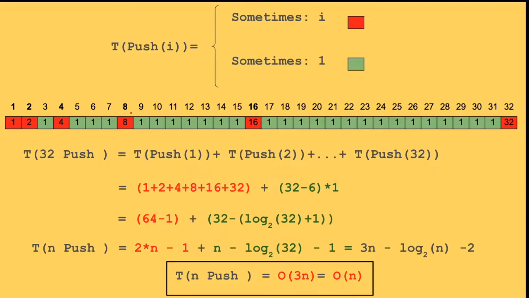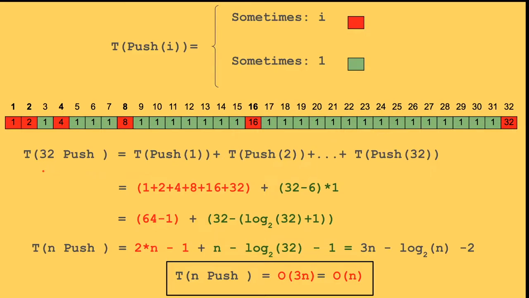So if you look at the sequence of pushes, the first time I had to double. For pushing 2, I had to double. For 3, I didn't have to double because I had room. For 4, I had to double. For 5, 6, 7, I didn't have to double. For 8, I had to double. And we can continue this pattern. You can see I only double for 1, 2, 4, 8, 16, 32, basically powers of 2.